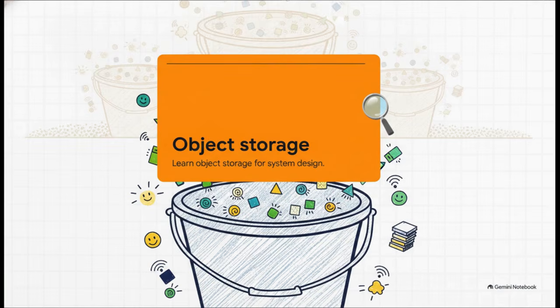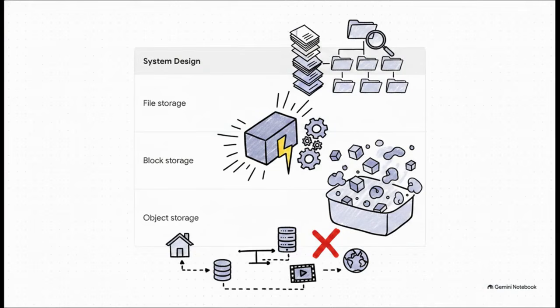Now, what's really interesting about comparing these three is how clearly it highlights the architectural trade-offs. File storage gives you a general-purpose hierarchy for basic sharing. Block storage sacrifices that structure entirely for pure, unadulterated database performance. And object storage sacrifices localized speed for infinite, unstructured scale.